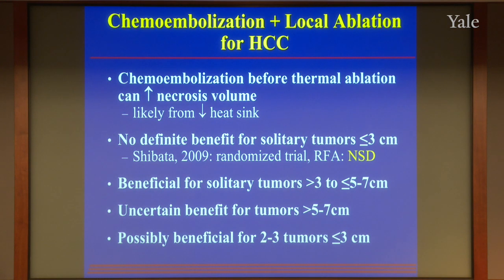So what about looking at ablative therapies combined with chemoembolization? Chemoembolization before thermoablation can increase the ablative volume that one may achieve, perhaps likely from decreasing the heat sink. For tumors up to 3 centimeters, there's no significant difference in combining with chemoembolization, but there probably is a benefit for tumors 3 to somewhere between 5 and 7 centimeters. Greater than that, uncertain benefit, and if you have several tumors, perhaps a benefit as well.